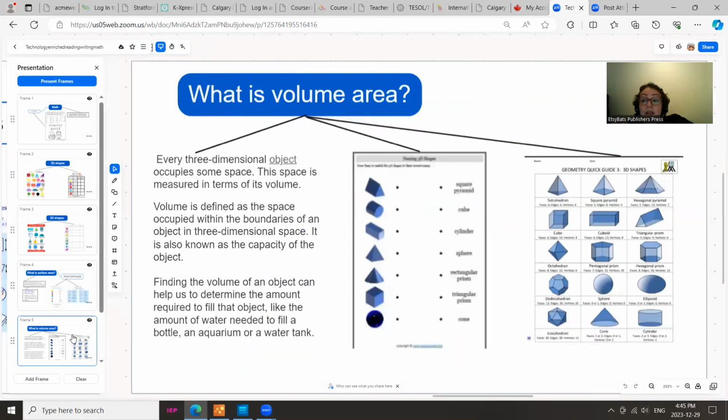What is volume? Every three-dimensional object occupies some space. Objects, things, furniture, equipment, the fridge. This space is measured in terms of its volume. The television. Volume is defined as the space occupied within the boundaries of an object in three-dimensional space. It is also known as the capacity of the object.